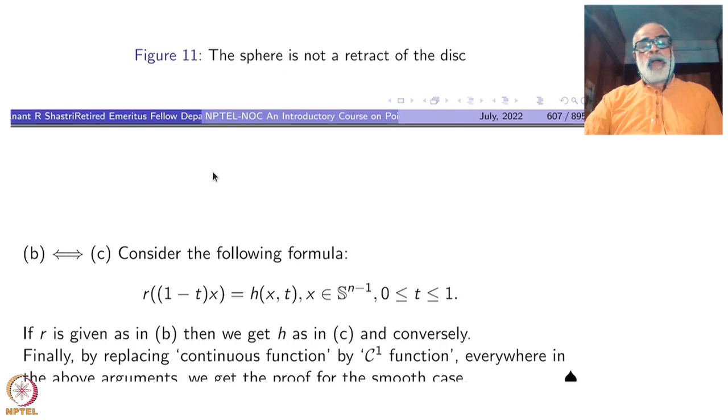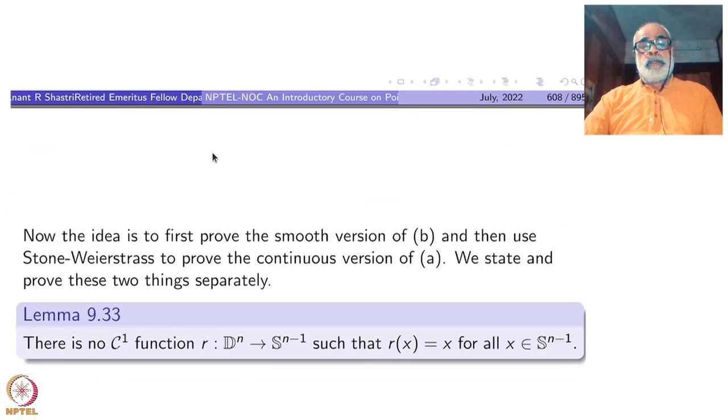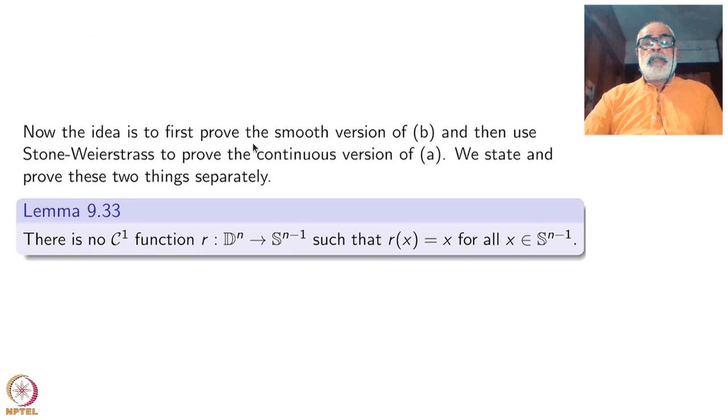So having prepared the ground for the general theorem, now the idea is to prove the smooth version of B and then use Stone-Weierstrass to prove the continuous version of A. You see, Brouwer's fixed-point theorem will be proved like that. We state and prove these two things separately, no confusion. So there is no C1 function R from D^n to S^(n-1) such that R is equal to x for all x belonging to S^(n-1).